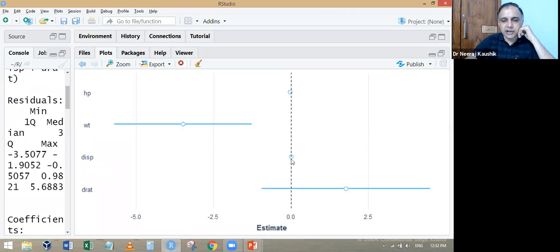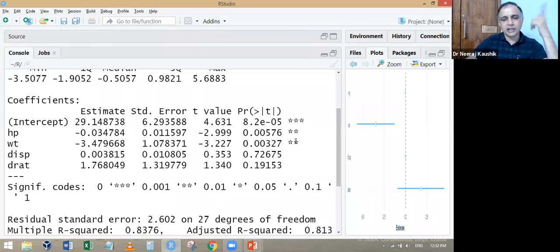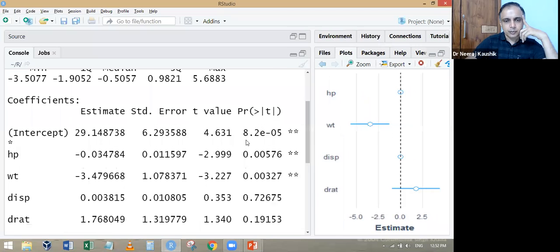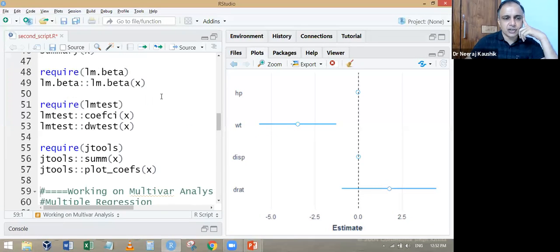Look at the displacement. It's exactly on the 0. There is no effect of this. HP is very near to 0. So this way you can check these values also. This is another method of showing the things. This is available in jtools. So look at how many things we have discussed.